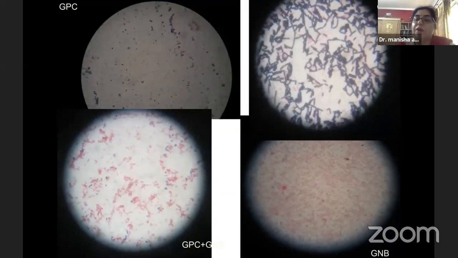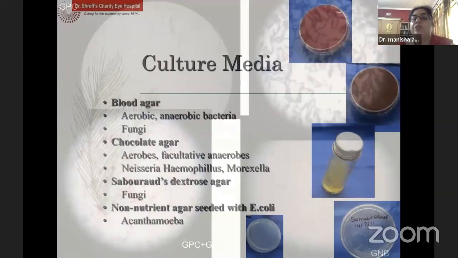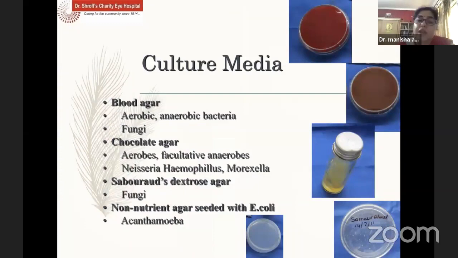The next step is always to go in for culture media, which help us in identifying which organism or which bacteria we are dealing with. We have to inoculate on blood agar and chocolate agar, and on Sabouraud's to rule out fungus, and if we are suspecting Acanthamoeba, we must use non-nutrient agar seeded with E. coli.